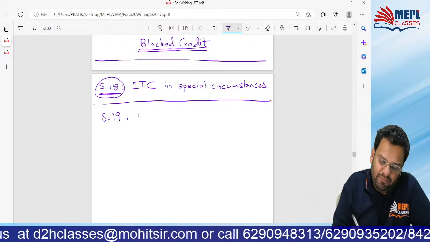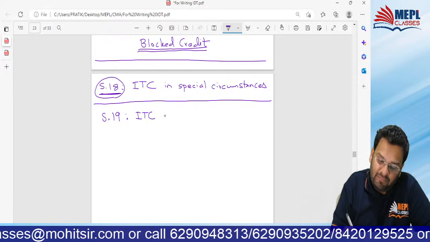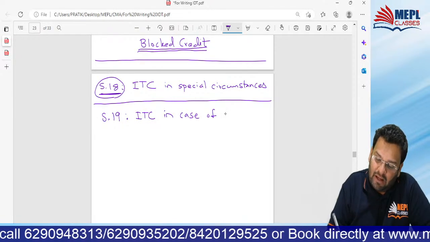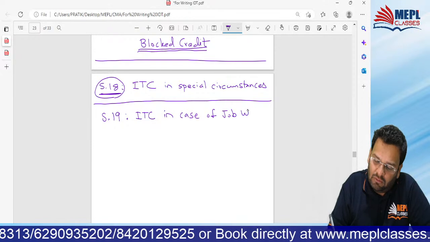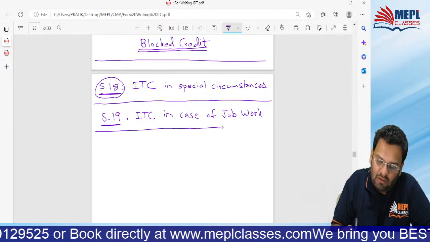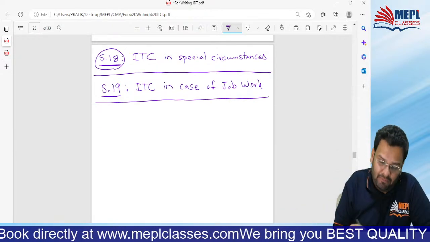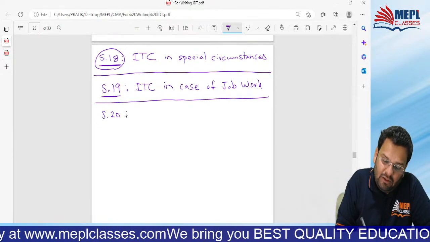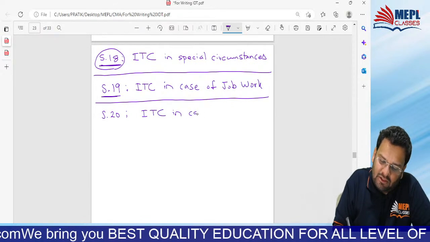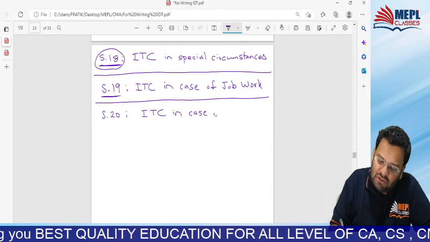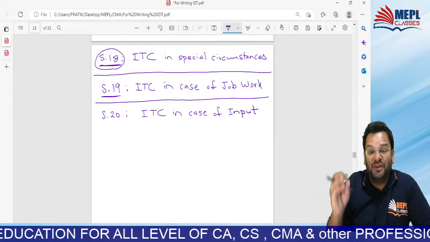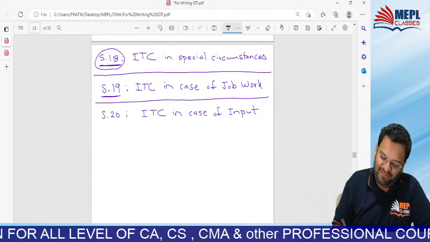Section 19 is ITC in case of job work. Section 20 is input service distributor, ITC in case of input service distributor. So these sections will be discussed at length.